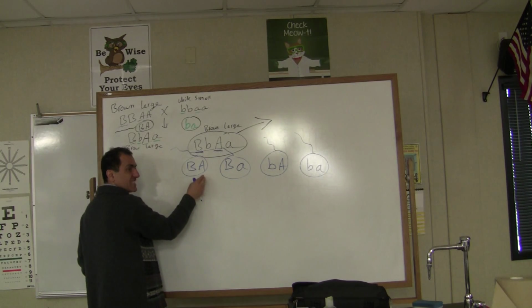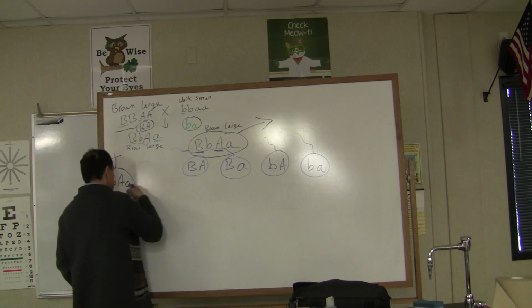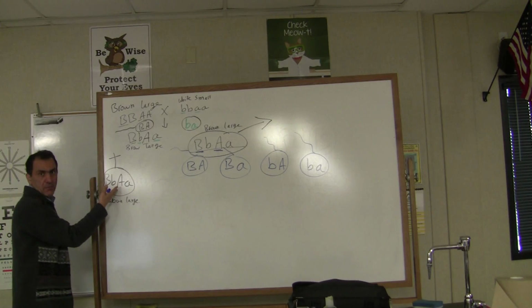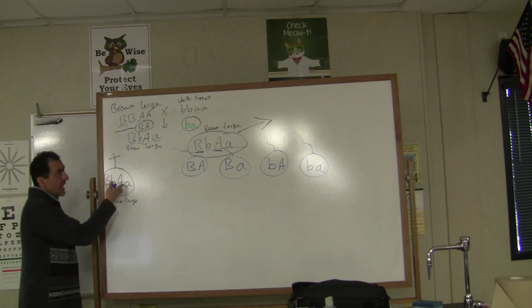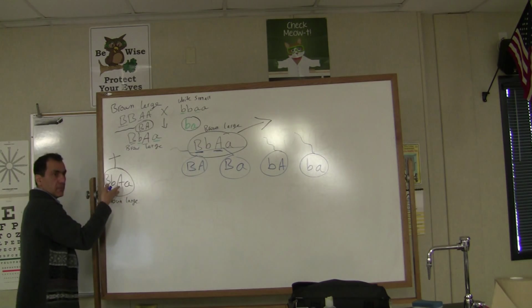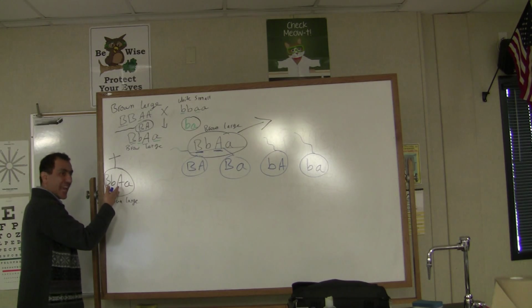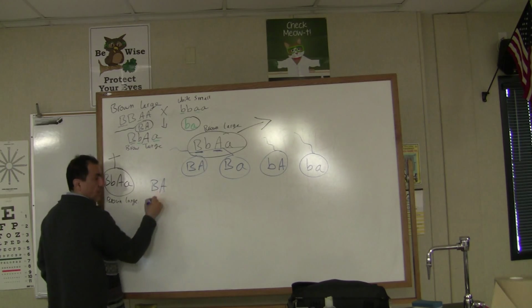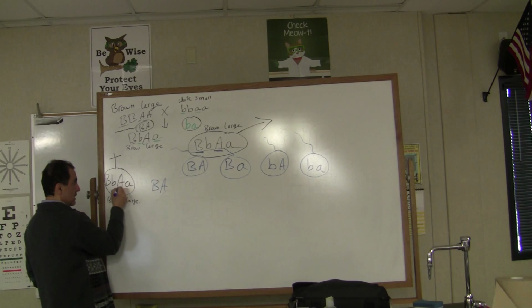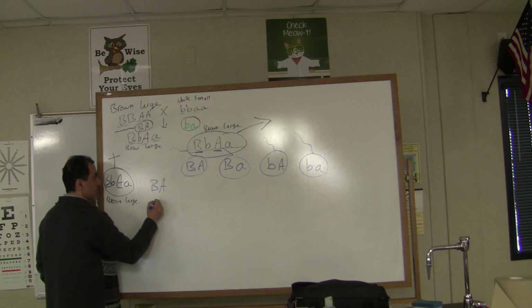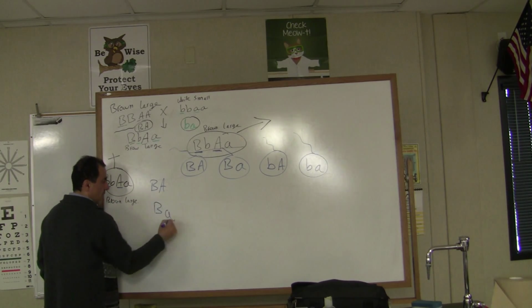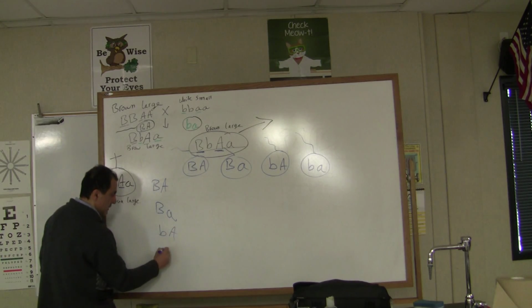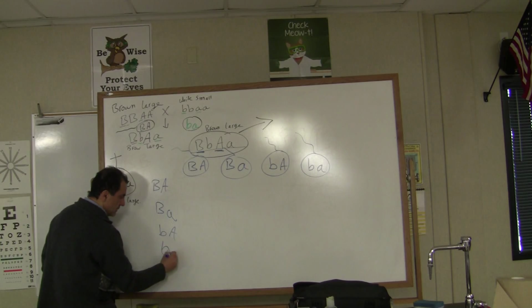Sperm comes from what process? Meiosis. Let's talk about the eggs. Same thing, because the parents are the same. This parent and that parent are the same. So the possibilities of the eggs are the same. Capital B, capital A, capital B, capital A, right? Am I making some sense? Capital B, small a, small b, capital A, small b, small a.